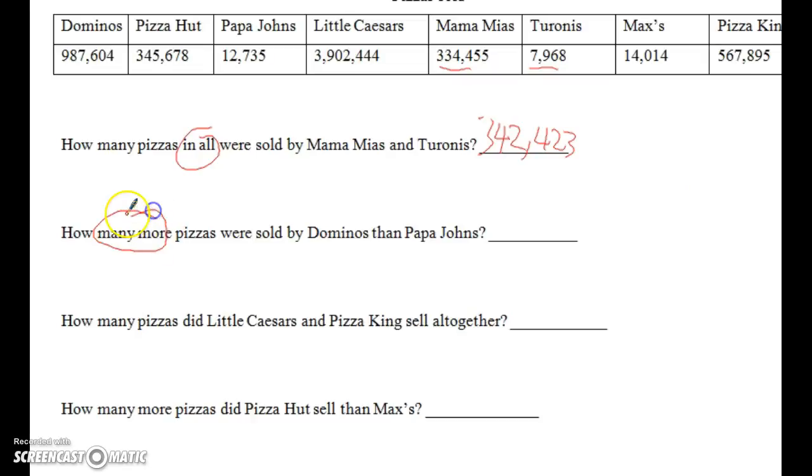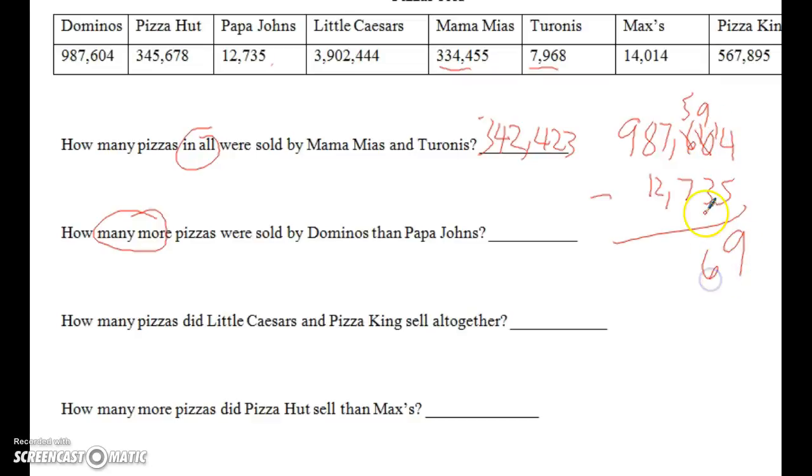How many more sold by Domino's than Papa John's? So I need Domino's on top. 987,604. Papa John's right here, 12,735. Make sure you line up the ones column over here. 4 minus 5 can't do. Come to 0. Can't borrow from him. Go to the 6. It becomes 5. 0 becomes 10. 4 comes back to the 10. Makes him a 9. And he goes to 14. 14 minus 5 is 9. 9 minus 3 is 6. 5 minus 7 we can't do. 15 minus 7 is 8. 6 minus 2 is 4. 9 minus 8 is 7. 974,869.